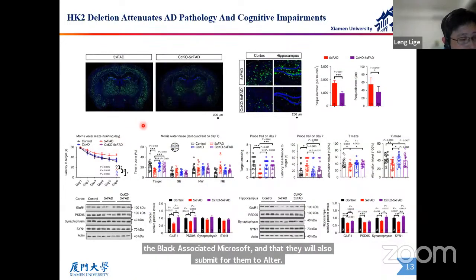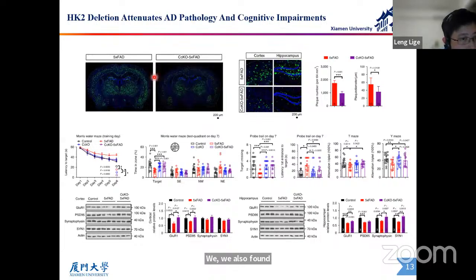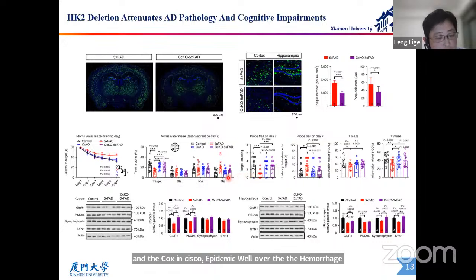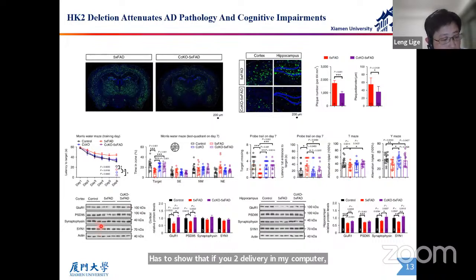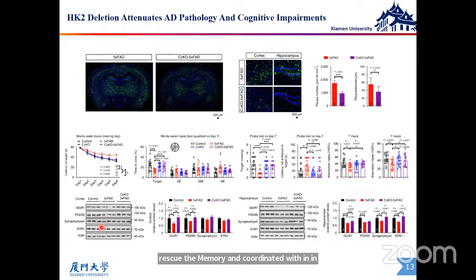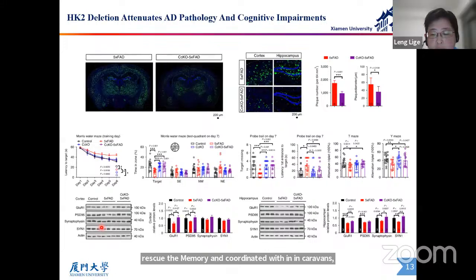We also found that the plaque load was significantly decreased in most brain regions, including the hippocampus and the cortex, in cisco FAD mice. Moreover, the behavior test showed that HK2 deletion in microglia rescued the memory and cognitive impairments, and the synaptic associated proteins in FAD mice.